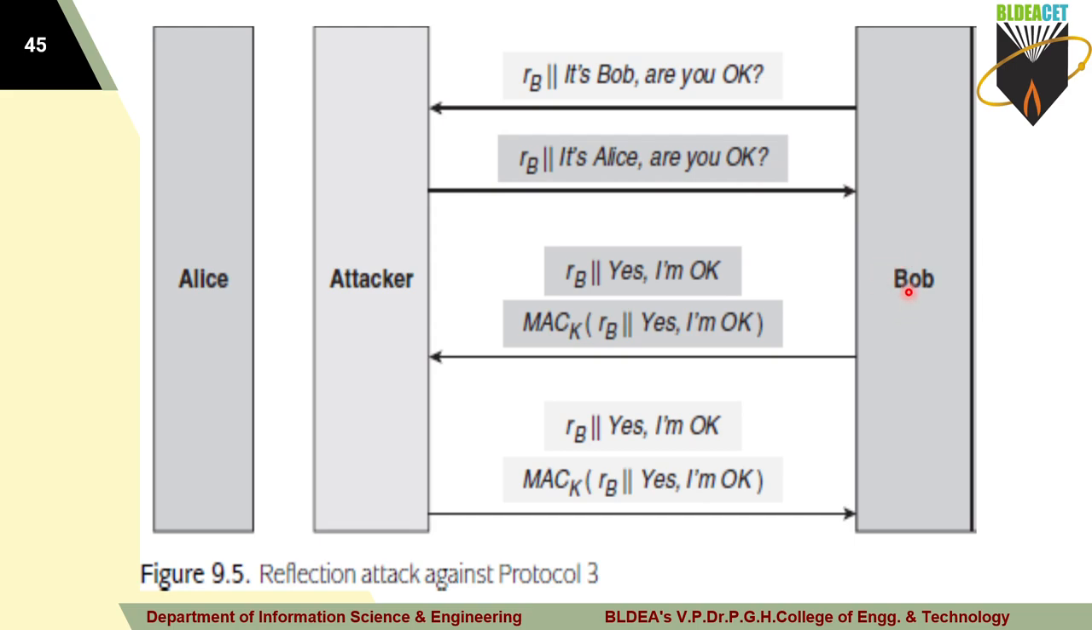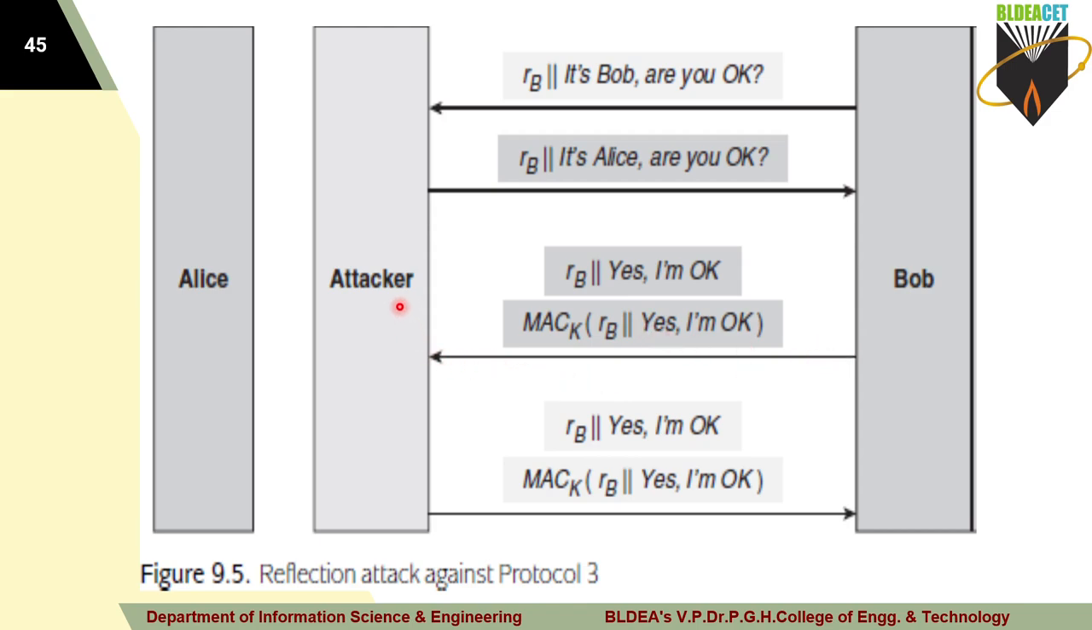When Bob receives it, Bob will send a reply to that message. What does that reply contain? It contains the message authentication code for this RP and "I am okay" message. Here identification is not required. That's why identification is missing, and it simply forwards that to the attacker here.